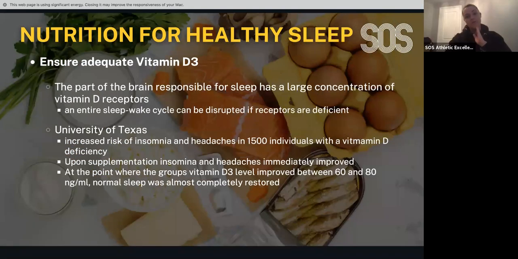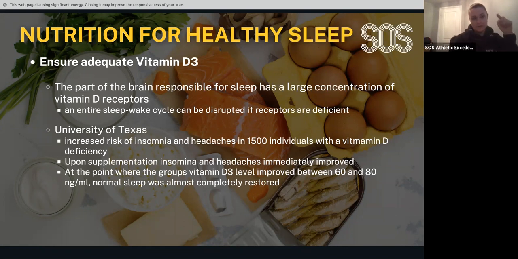And ensuring we've got adequate levels of vitamin D, or D3 to be specific. Apparently the part of the brain that's responsible for sleep has a large concentration of vitamin D receptors, and if those receptors are deficient, then that can have a bit of a negative effect on our sleep-wake cycle.